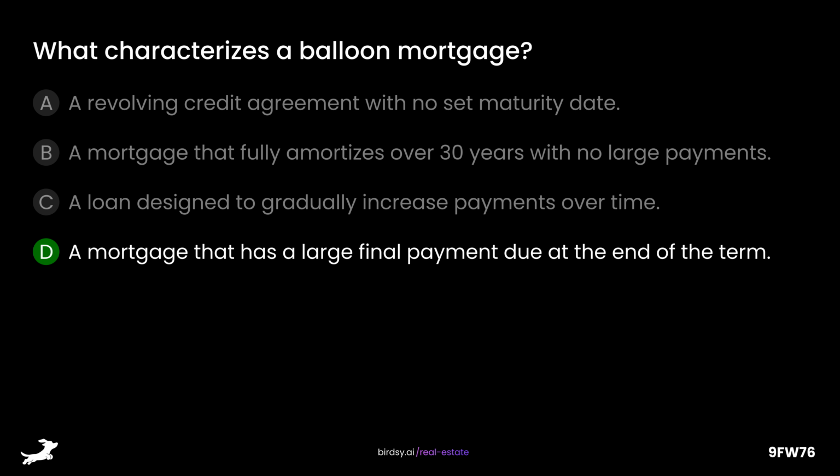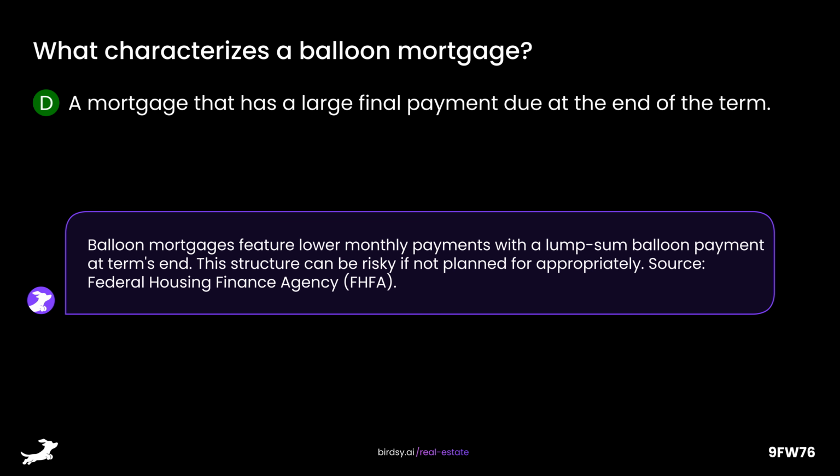The answer is D, a mortgage that has a large final payment due at the end of the term. Balloon mortgages feature lower monthly payments with a lump sum balloon payment at term's end. This structure can be risky if not planned for appropriately. Source: Federal Housing Finance Agency.